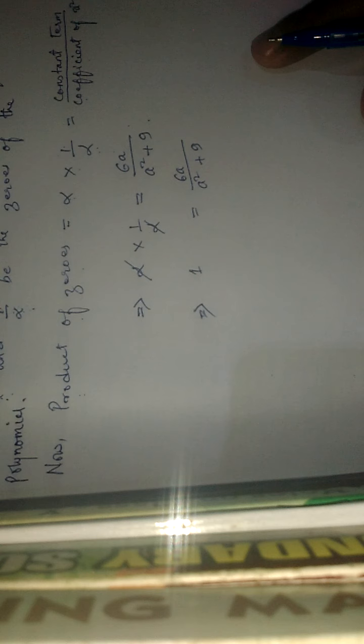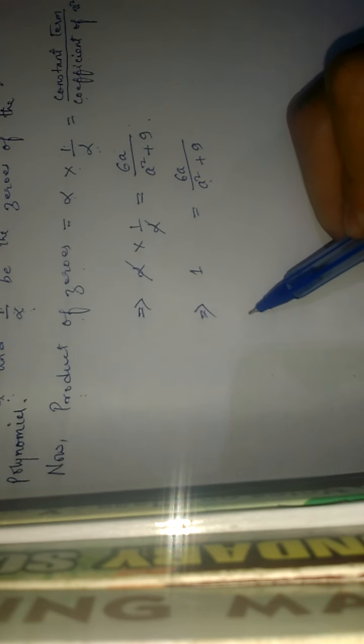Then here 6a over a square plus 9. On the left side we have 1 and on the right side 6a by a square plus 9. To find the value of a, we cross-multiply the left side and the right side, and the right side becomes 0.